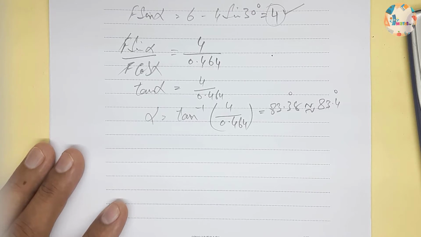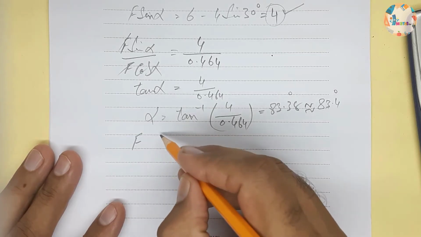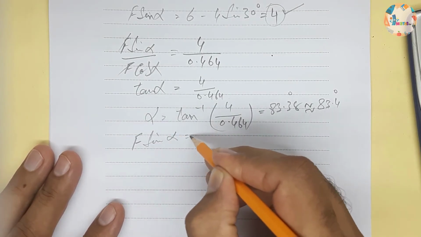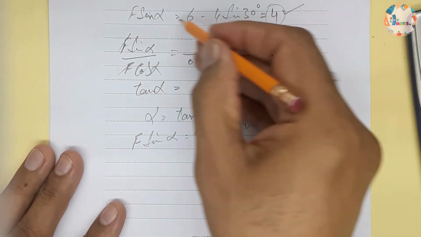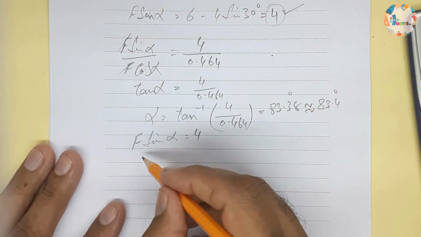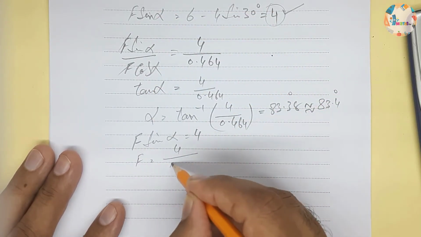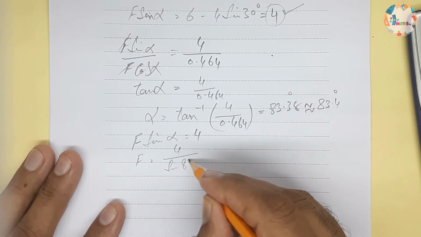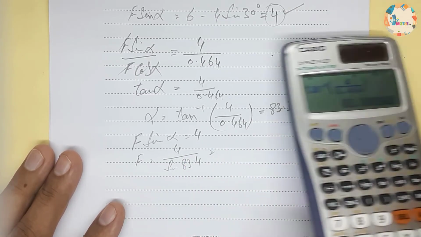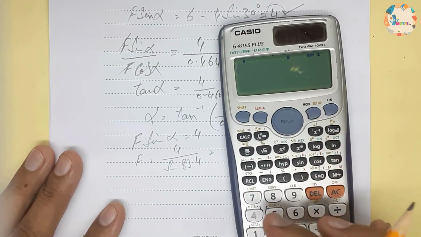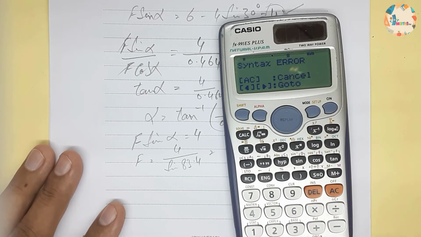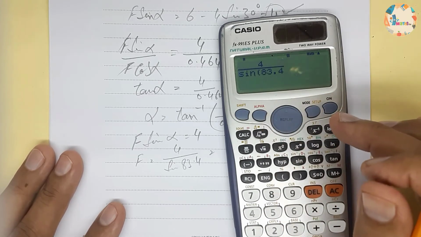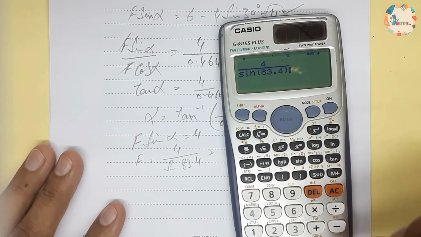Now we got this alpha. Now from F sine alpha we can find the value of F. We know this is equal to 4, and this is the equation, which is this one. So we are replacing the angle in this equation. So F will be equal to 4 divided by sine of 83.4, and this gives us an error. So we'll have to check. We are maybe not putting the brackets, that's why.